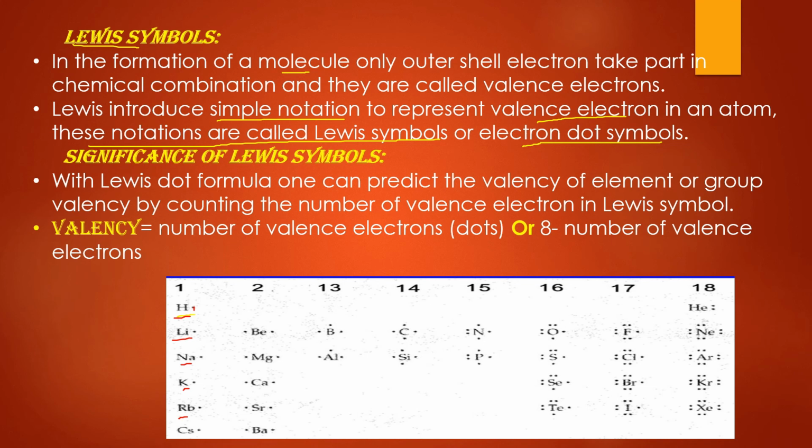Now group 2 has 2 valence electrons, so around the symbol of the element we show the 2 electron dots. Similarly, magnesium 2 electron dots, calcium, strontium and barium all belong to second group, so they have 2 valence electrons, hence 2 dots are shown around their symbol. Now group 13 elements have 3 electrons in their valence shell, so boron has this. First we write down the symbol of boron and then put 3 electrons in the form of dots, and this is called Lewis symbol for boron. Similarly, this is the Lewis symbol for aluminium.